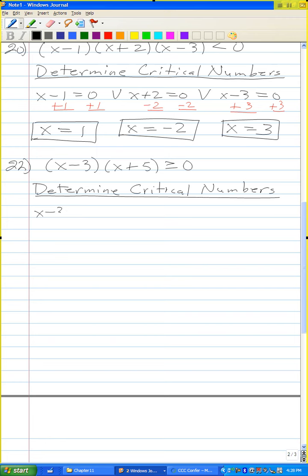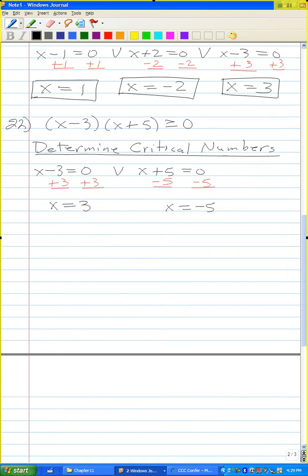Set each factor to 0. Solve for x. Add 3 to both sides of your equation. Subtract 5 from both sides of your equation. So x is 3, x is negative 5. And so let's place those on our number line.